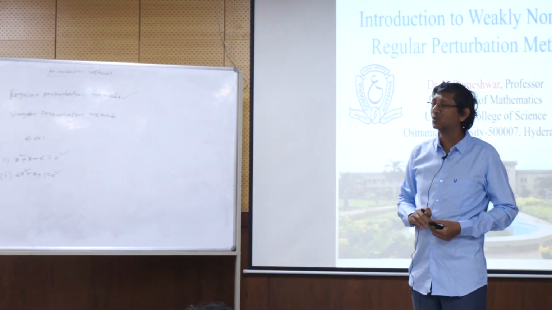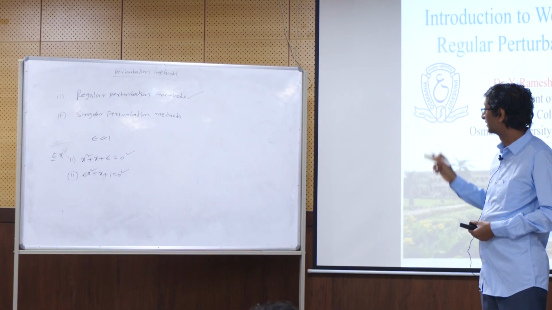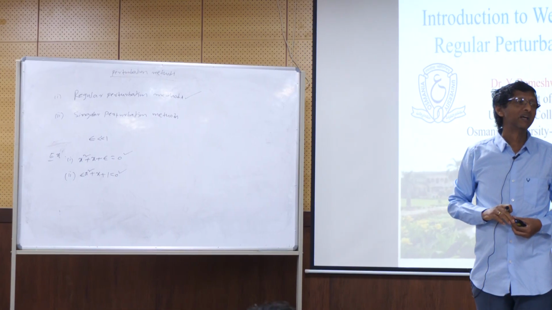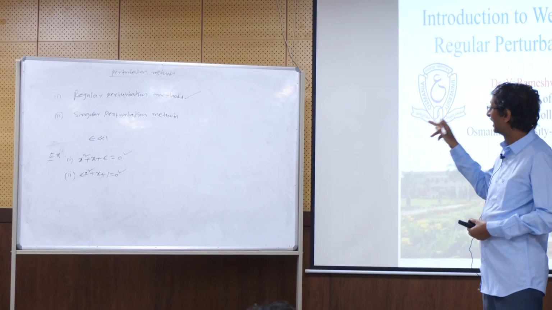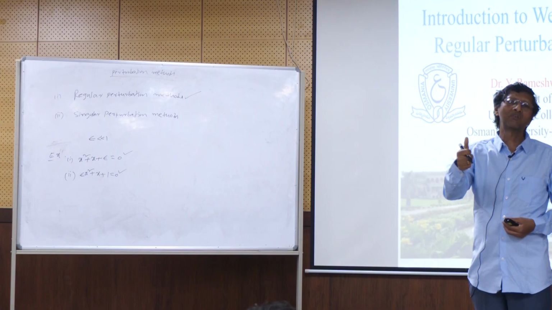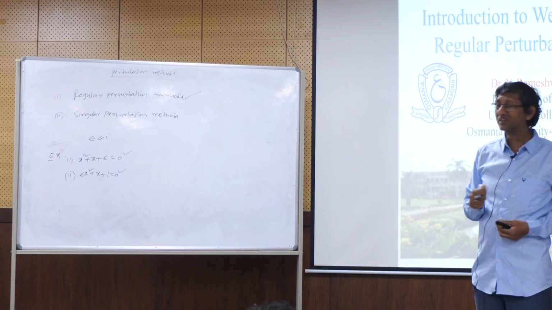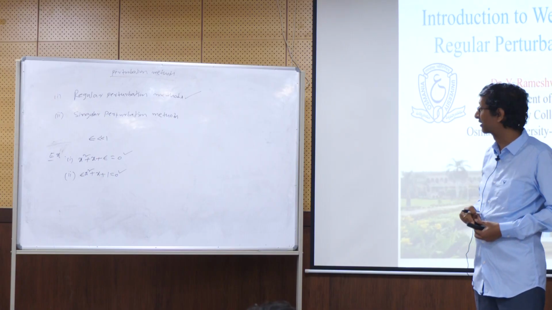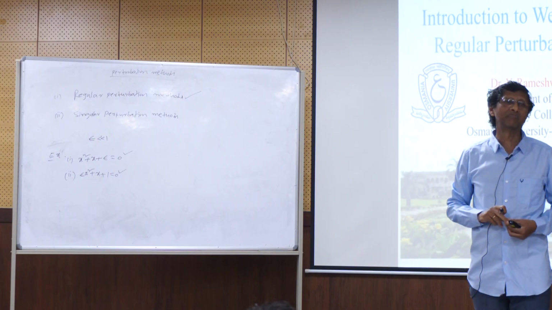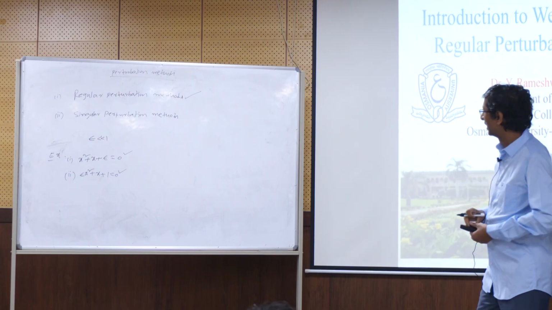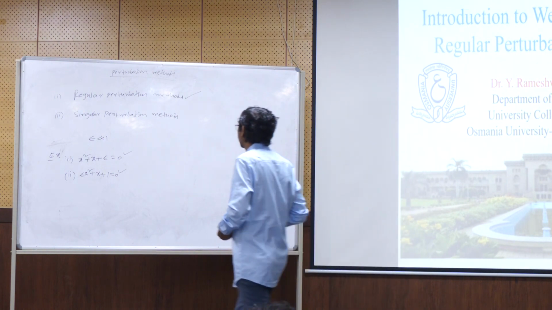All right. Next example: if the small parameter epsilon comes as a quotient of the highest power of the variable x, in that case we call this second example the singular perturbation problem. Okay. And similarly, we can take other examples.